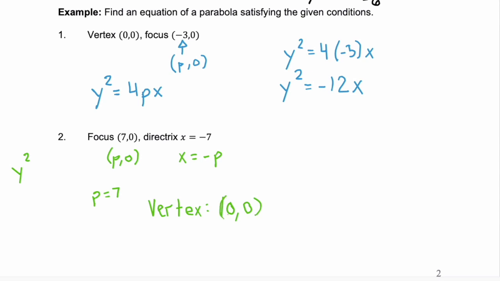So our vertex is at the origin. So our parabola is of the format y squared equals 4px. We're going to substitute in the value of p, which is 7. And I get y squared equals 28x for the equation of this parabola.